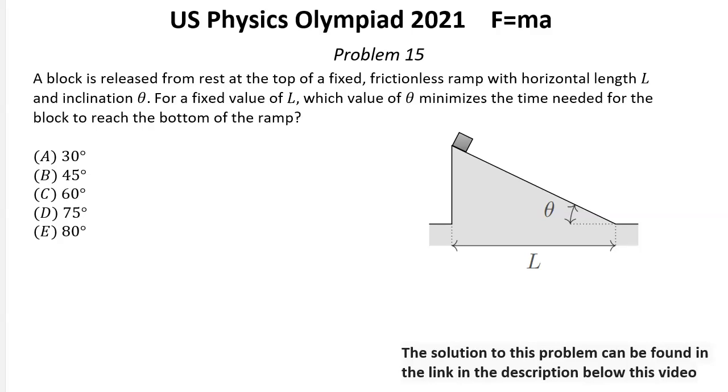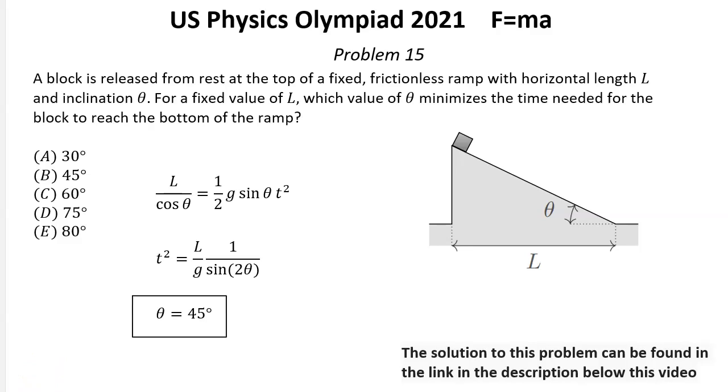Here we can use kinematic equation which connects length, acceleration, and time. Total length of this incline is L over cosine theta. Acceleration is g sine theta. And from this formula we can find that t squared equal L over g, multiplied by 1 over sine 2 theta. And we have to find the minimum for this function. Minimum for this function will be for sine 2 theta equal 1, because it's maximum. It means that 2 theta equal 90 degrees and theta equal 45 degrees. This is answer B, and that was solution for problem number 15.